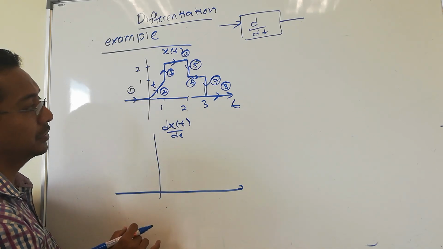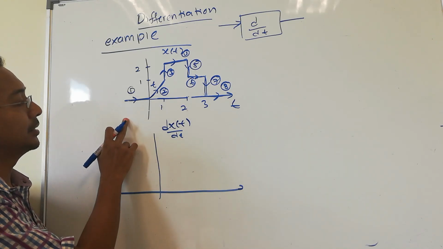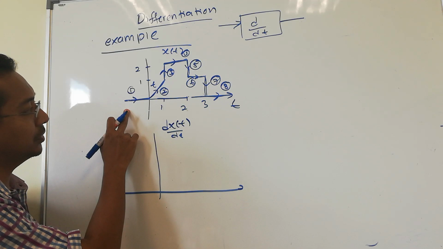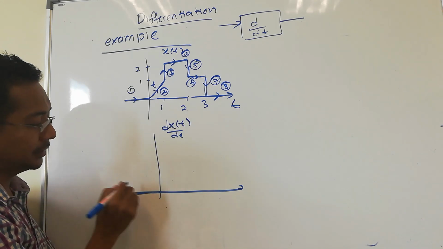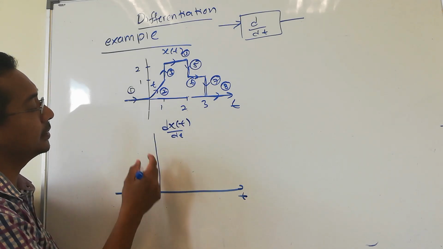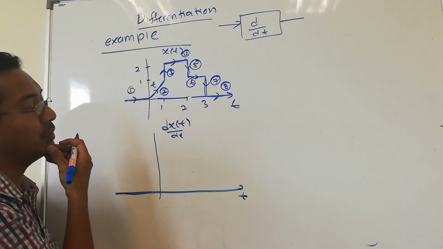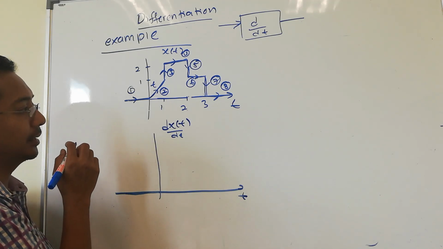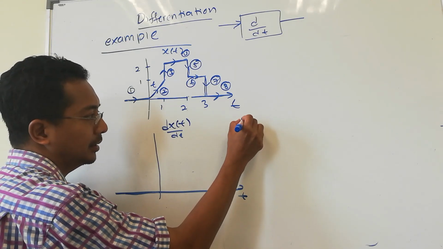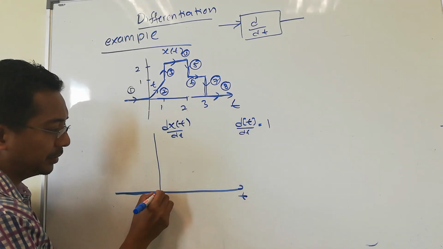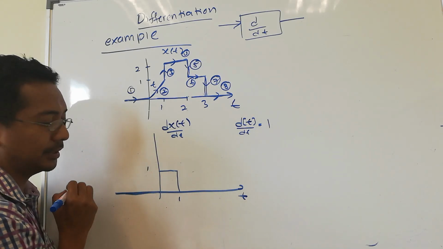In the graphical method, you need to differentiate each section. For the first section, differentiation of 0, of course you will get 0, until t equal to 0. After that, differentiation of t, dt/dt, you will get a value of 1. Understand? So differentiation of t is equal to 1. So you have 1 over here until t equal to 1.